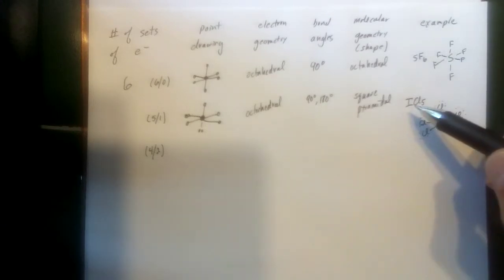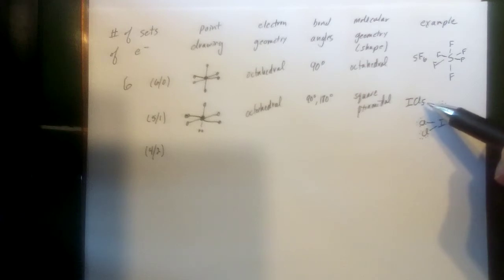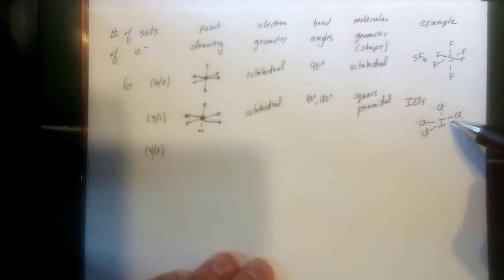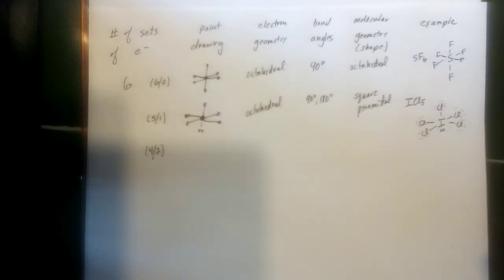But ICl5, that'd be 42 electrons, since each one comes with 7, right? We use 10 for the bonds, that leaves 32, but we use 30 to complete the octets on the chlorines. So there's 2 left. That would be the lone pair on the iodine, and that would be a square pyramid shape for the molecule. Okay.